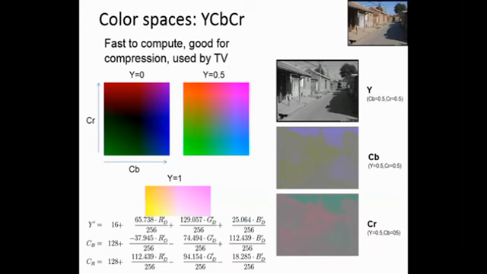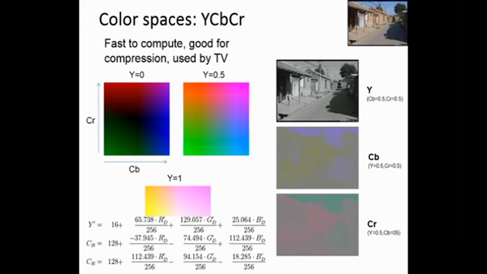CB goes from yellow to blue, and CR goes from green to red. And Y is intensity. Here I'm setting CR to 0.5 and intensity to 0.5 fixed, and then just showing CB. Here I'm fixing intensity and CB and showing CR.